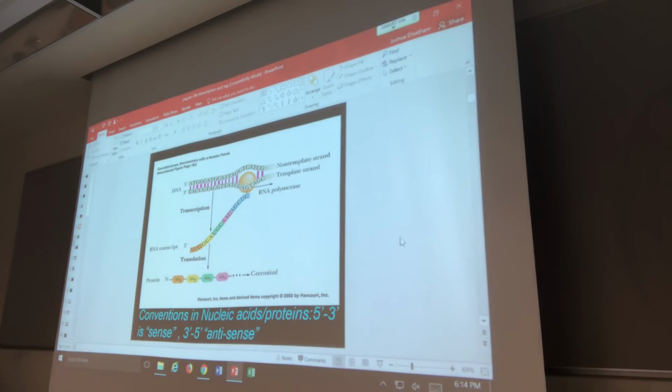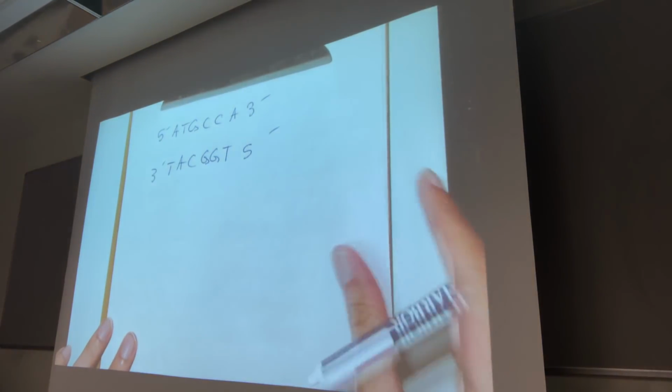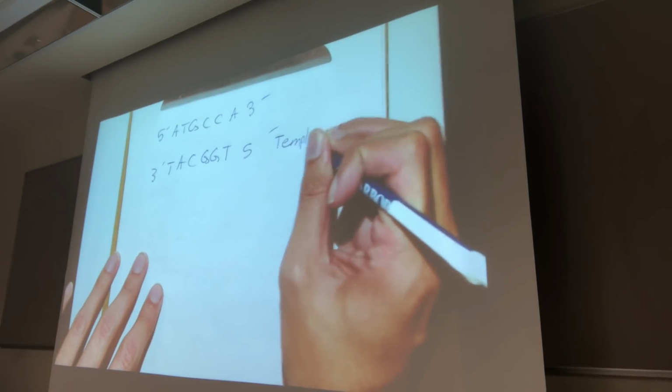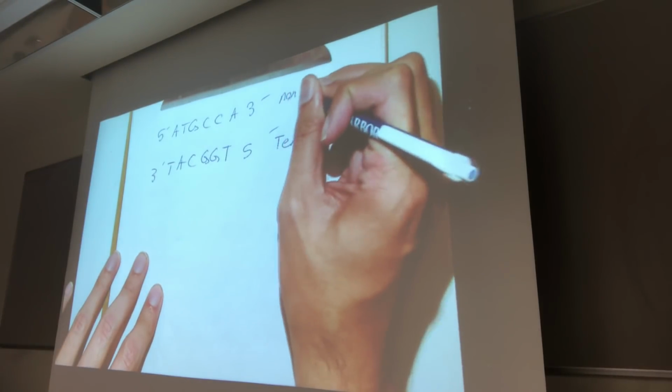Okay, sense and antisense. This is sometimes confusing. I will briefly talk about it now. Let me write an example real quick, and make sure I do this in the correct directions. So, the phrase is sense and antisense. I'm going to label some stuff first. This is template. This is non-template.